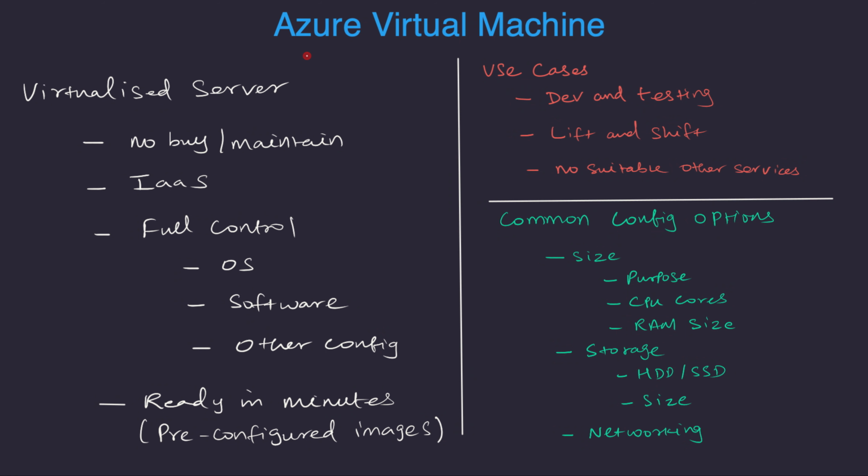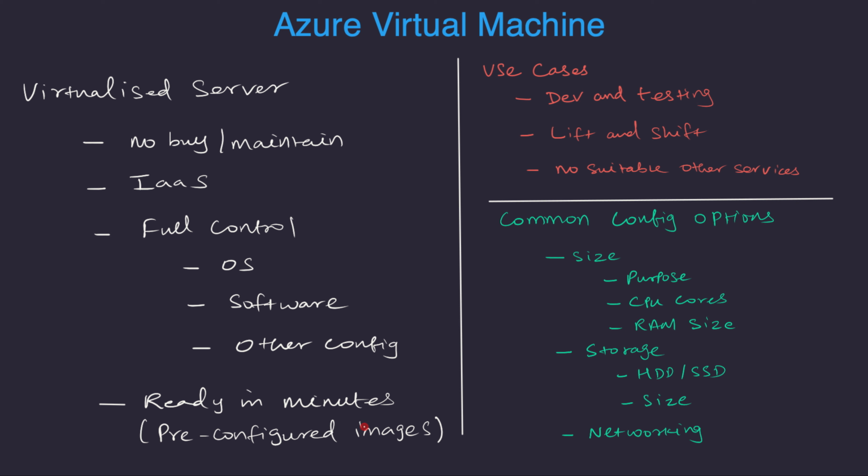Let's talk about Azure Virtual Machine in this video. Azure Virtual Machine is a virtualized server in the cloud, which means you don't need to buy and maintain any hardware, and it is infrastructure as a service, which means you have full control and you can install any operating system that you like, you can install any software that you like, and you can even change the configuration to your liking. And usually, if you are using pre-configured images, your virtual machine will be available in minutes.